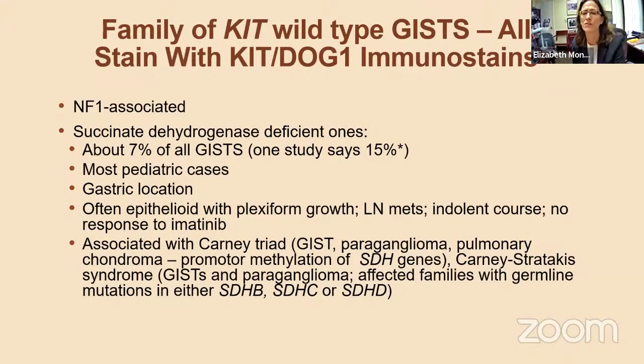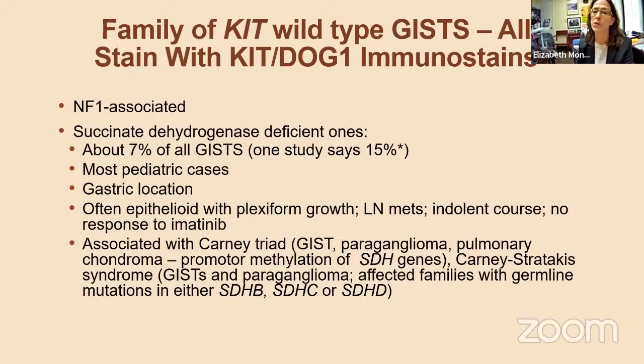I think those figures are a little high because they're from studies from institutions that are referral centers, so they get all the weird stuff. Most of them arise in children. They're virtually always in the stomach, and your key is that they are epithelioid with plexiform growth. Curiously, they spread to lymph nodes, but they're indolent, and unfortunately, they don't respond well to imatinib.